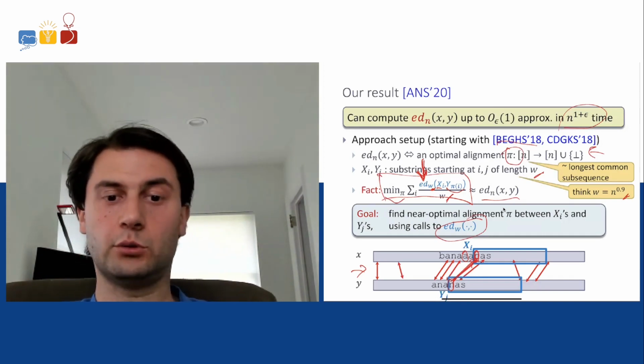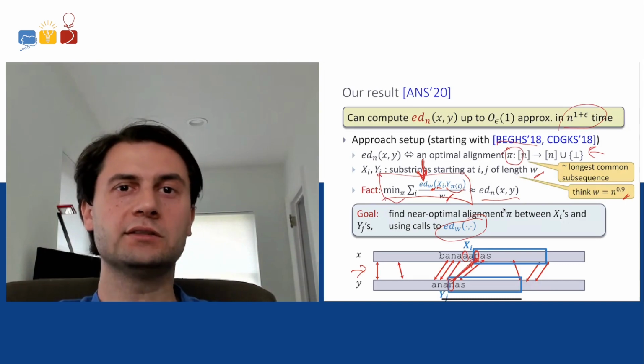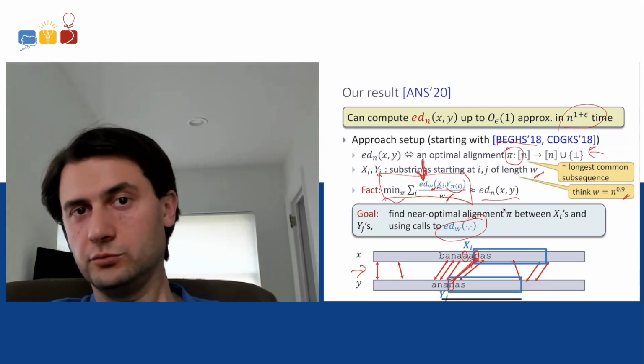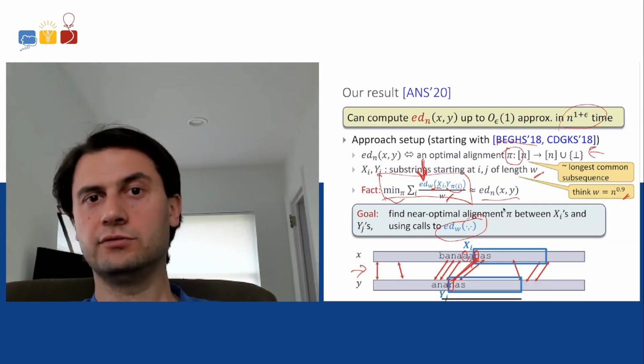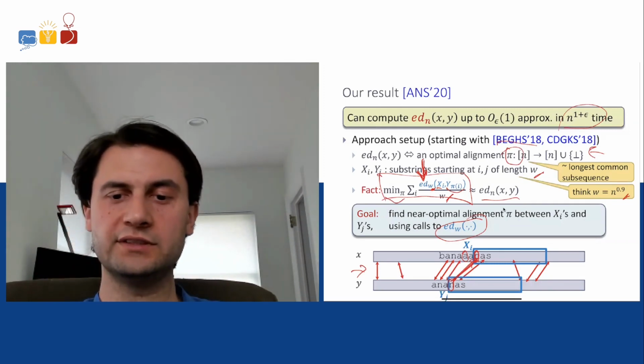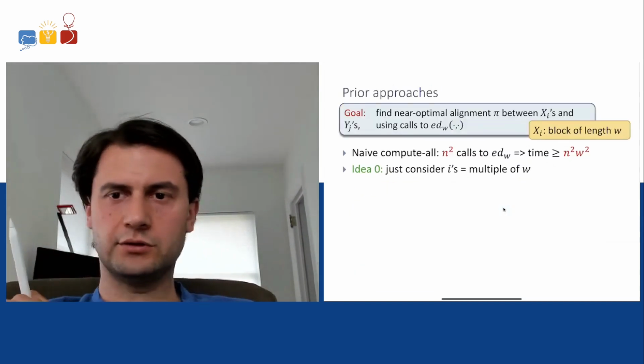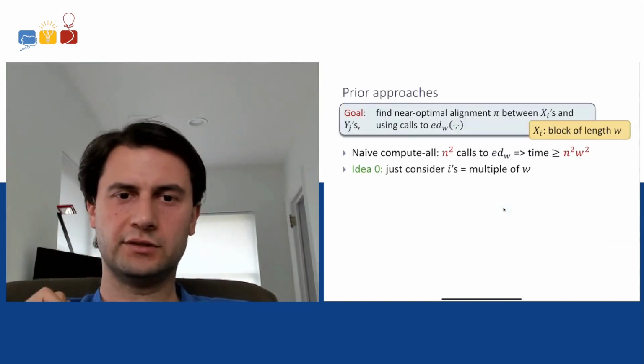Okay, so the question becomes, how many oracle calls, if you wish, do we need to make to compute edit distance between blocks of length w? Basically, how many of these xi's will we compare against these yj's? So this is the goal. And again, xi is the block of length w.